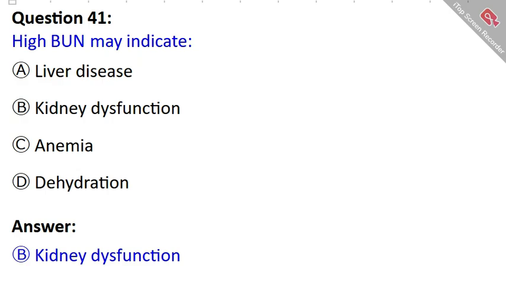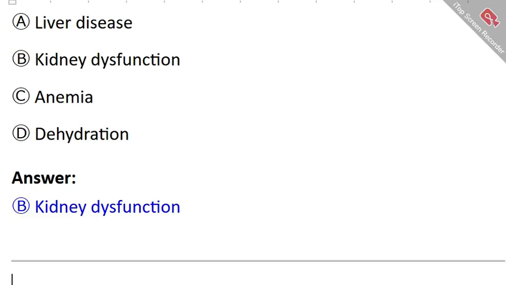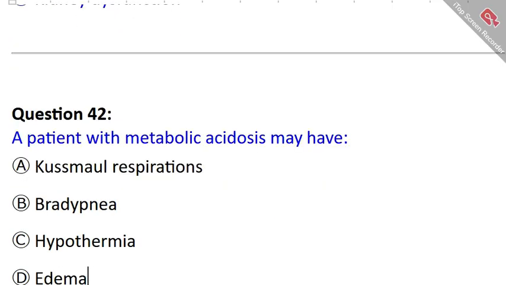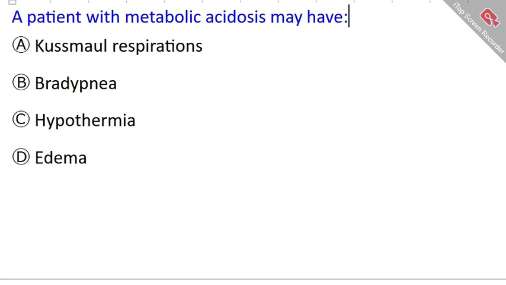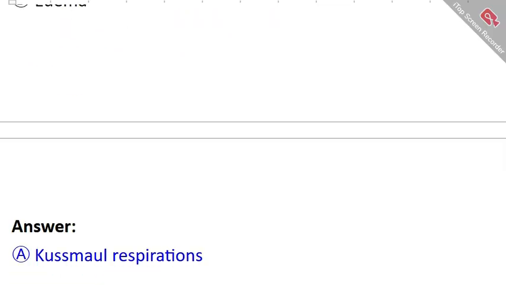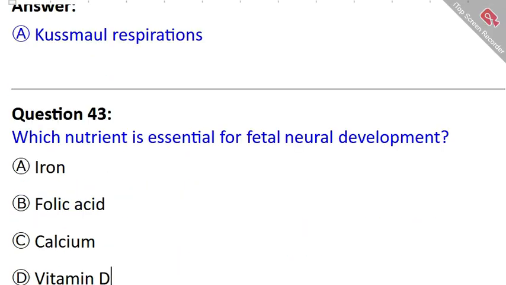BUN, blood urea nitrogen, indicates kidney dysfunction. Let's move to question number 42. A patient with metabolic acidosis may have which kind of respiration? Which kind of respiration usually does the patient have when the patient is in metabolic acidosis? In this scenario, the correct option is option A, Kussmaul respiration. The patient will have this when in metabolic acidosis. Let's move to question number 43.